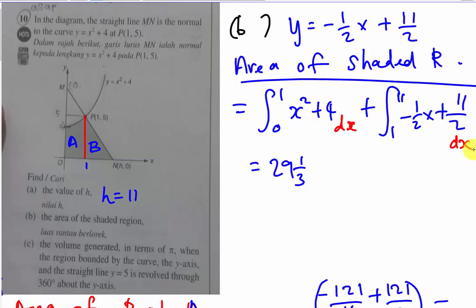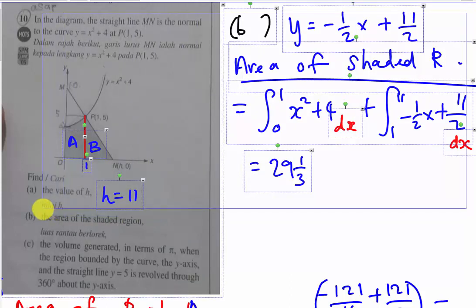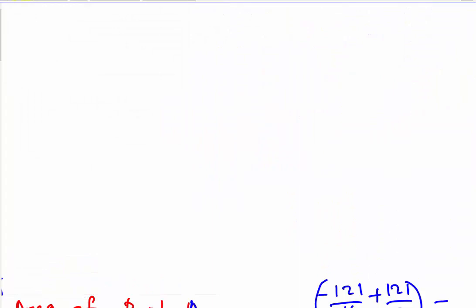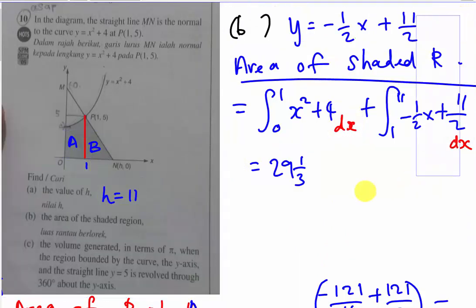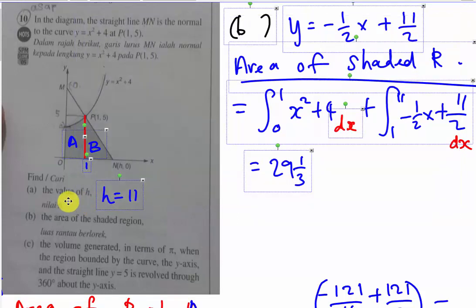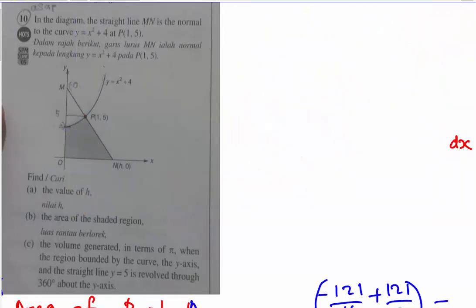Okay, for part C, of course you have to understand what the question is trying to say, because part C is for the volume. So I'm going to erase all this. Let me erase this again. Okay, I need some space for the integration.